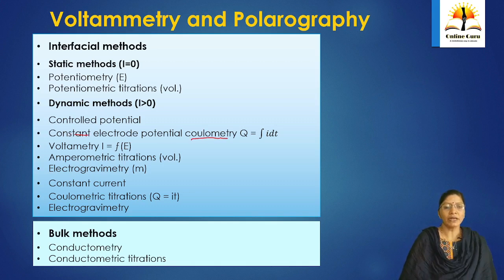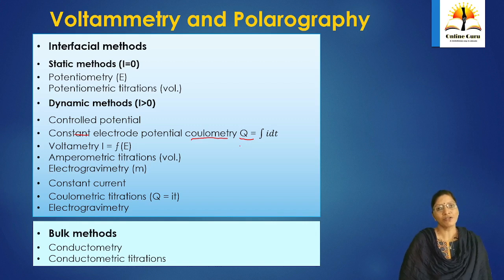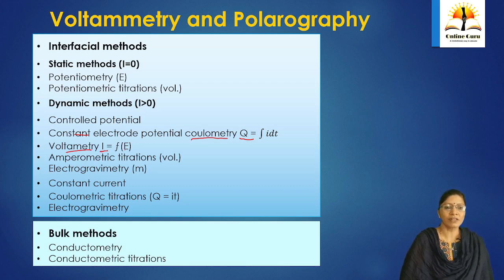Coulometry is a term that relates to the measurement of coulombs. You can learn that in higher classes. The quantity Q, the coulombs of electricity, is measured and related to the quantity of the substance. That is another class of electroanalytical methods. We are interested in voltammetry. What are we going to do? We are going to measure current as a function of potential.